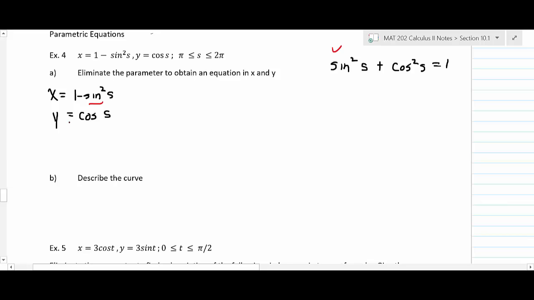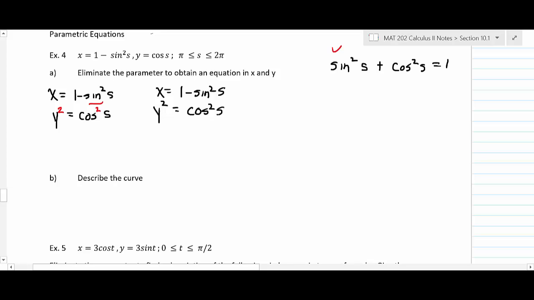You can square both sides, right? You're allowed to square both sides of an equation, so you can go ahead and do that. So that's what we have then. And then what we're going to do on this is we basically have this now. So we have x is equal to 1 minus sine squared s, and now we have y squared is equal to cosine squared s like this.